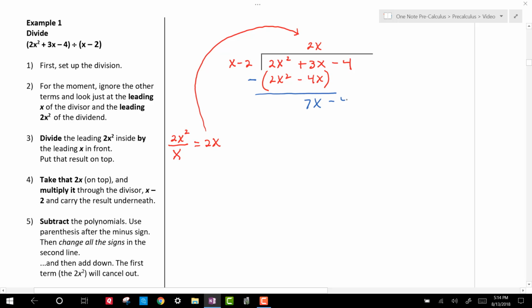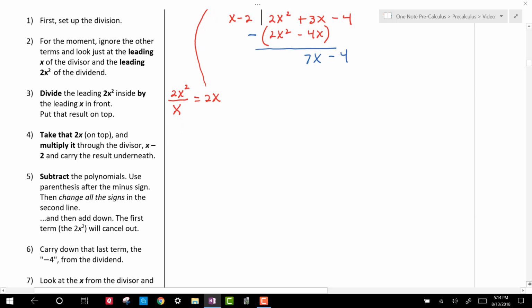And then the next step is to drop the next term down. Okay, so we did step 5. We subtracted the polynomials, and we distributed the negative, and then we carried down the last term from negative 4. And now we're going to look at the x from the 7x and the x from the divisor here. So basically at this point we're starting the process all over.